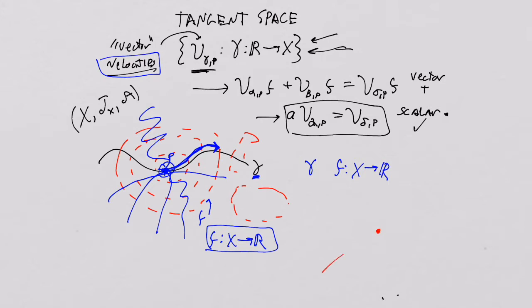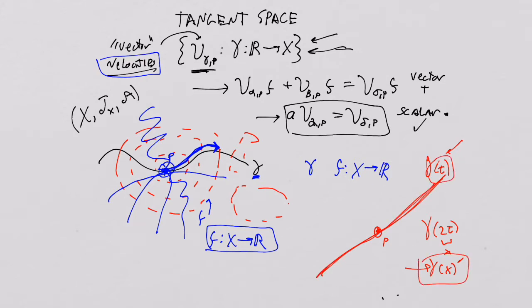If I have a point and a curve going through that point, and I call this curve gamma with the parameter t, I could also create another curve with the parameter of 2t, and then I rename 2t, say, x, and I call that gamma of x. This is a different curve than this. This is traversed faster. That has a different velocity. So these reparameterizations of the same curve count as different curves.